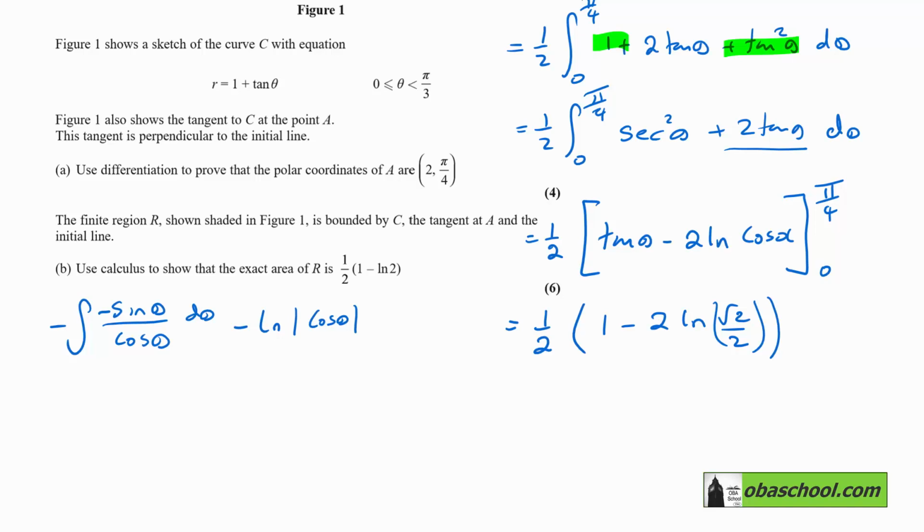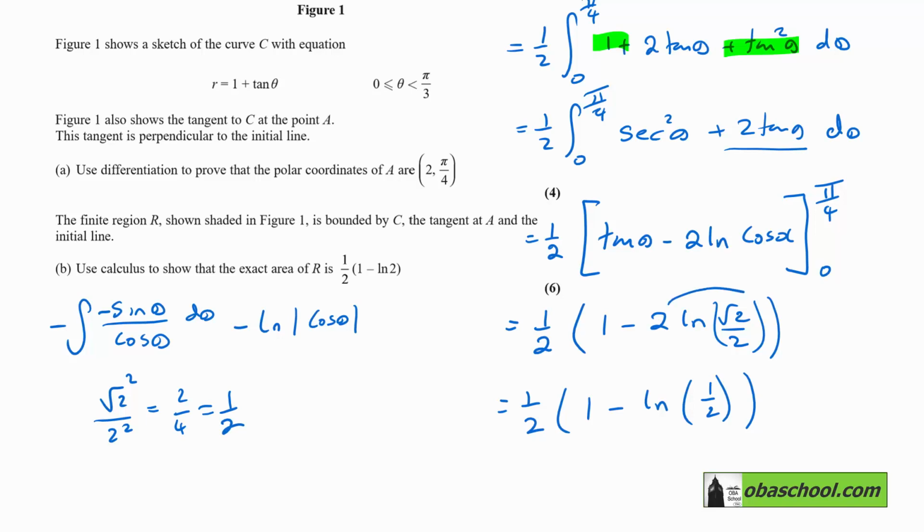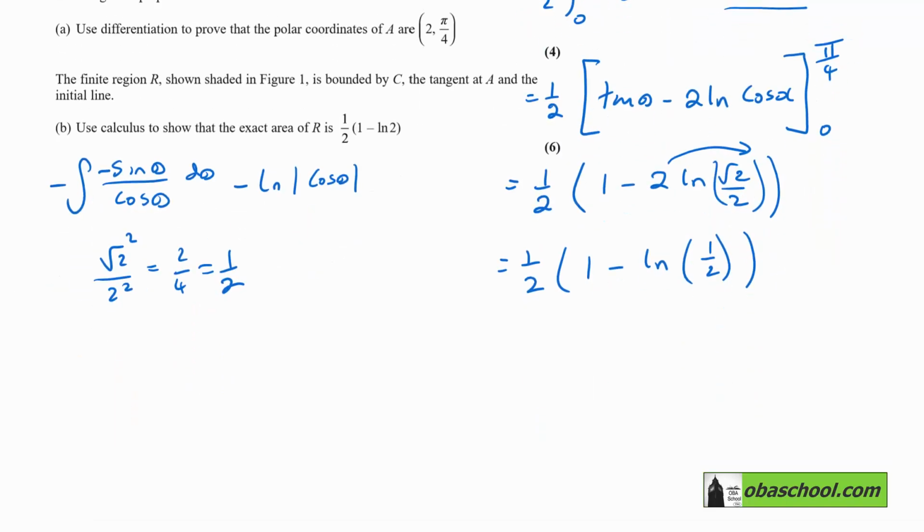So that's going to give us a half into (1 take away log), and this will end up being a half, because we've got root 2 squared over 2 squared, which is 2 over 4, which is half. And that's taking the 2 in there using the log law. And we can rewrite that using this as a half is equal to 2 to the negative 1. We can rewrite that as a half (1 plus log 2).